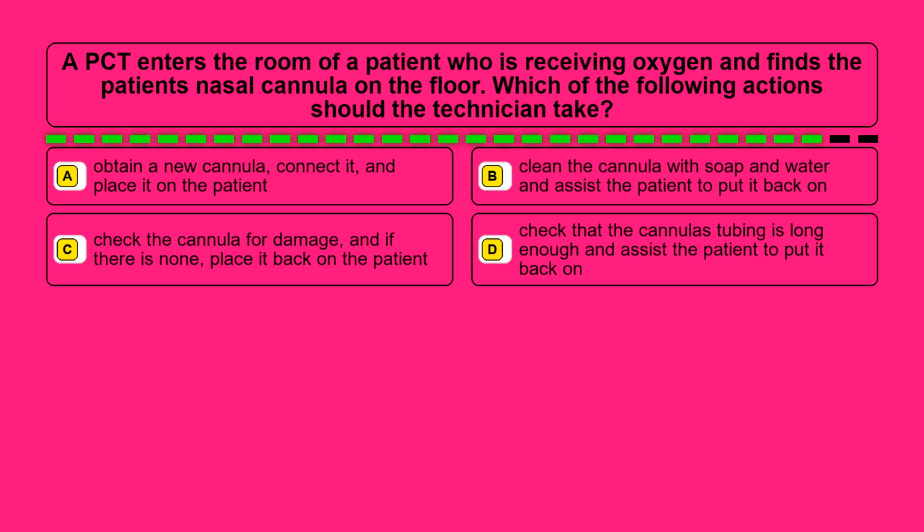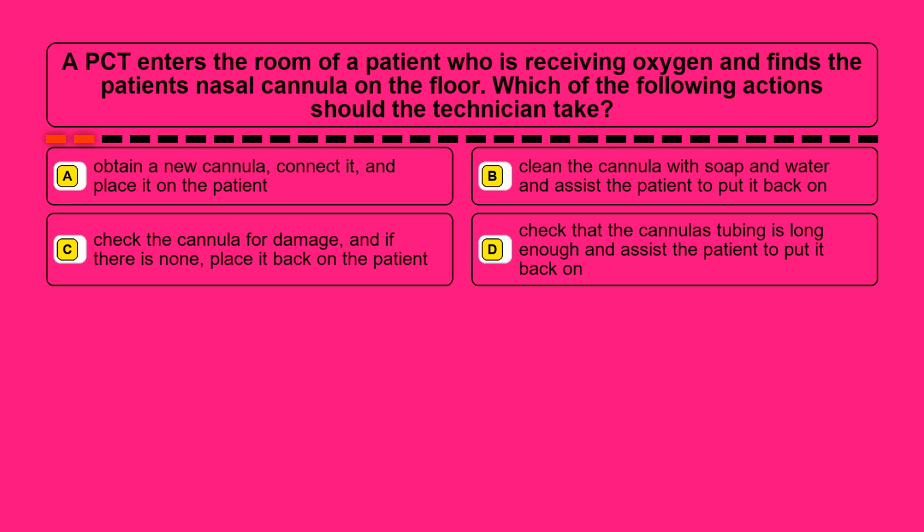Question 39. A PCT enters the room of a patient who is receiving oxygen and finds the patient's nasal cannula on the floor. Which of the following actions should the technician take? Option A. Obtain a new cannula, connect it, and place it on the patient. Option B. Clean the cannula with soap and water and assist the patient to put it back on. Option C. Check the cannula for damage, and if there is none, place it back on the patient. Option D. Check that the cannula's tubing is long enough and assist the patient to put it back on.